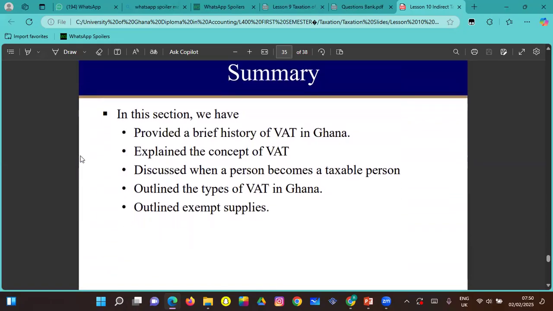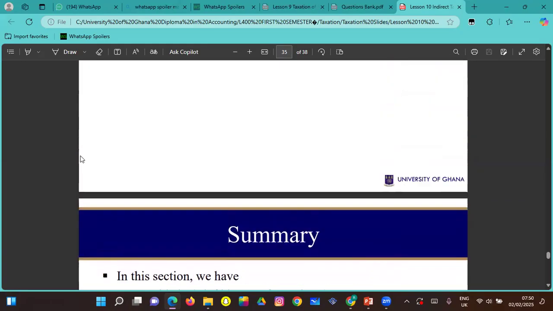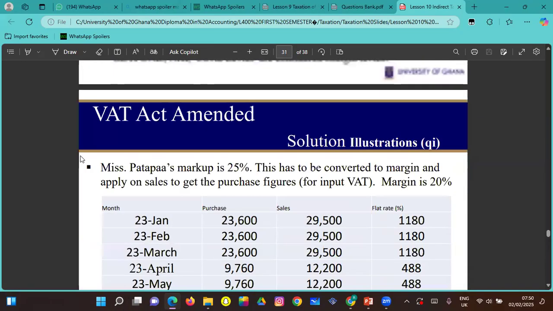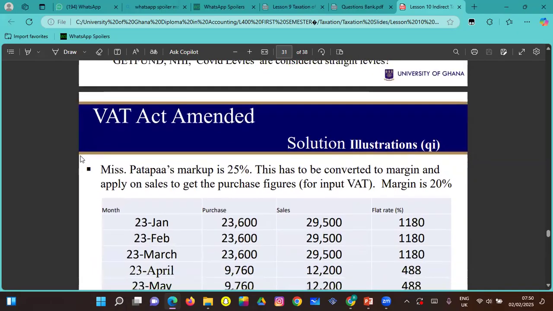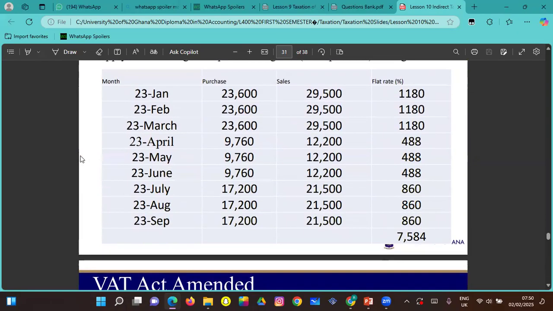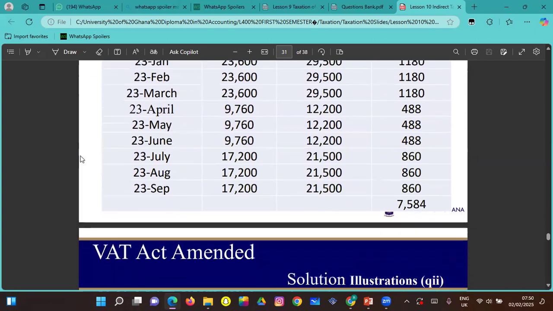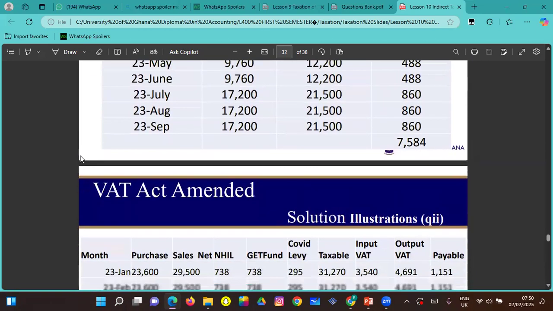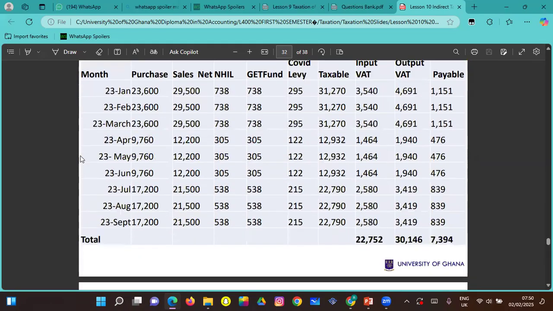All right, so this is what we looked at in this session. Note that even though the reading aspect is also important, what I normally see in the exams is the calculation aspect. So know when to compute input and output VAT. It's very, very important. We will solve a tutorial session on it and you'll get more understanding.